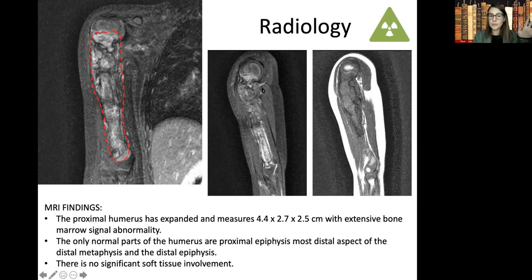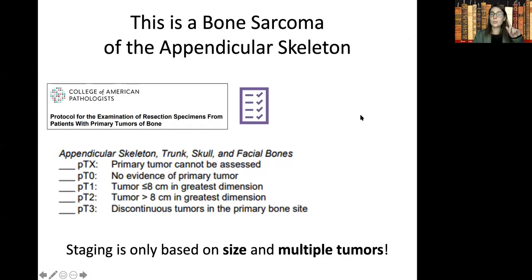You can see on these other two images, involvement of the humerus here with preservation essentially of the humeral head, and then involvement here mostly of the proximal, but also extending into the distal. Okay, so this is a primary bone sarcoma of the appendicular skeleton. For our staging parameters, this is based on size as well as discontinuity or multiple foci within the same bone. So just based on radiology, we can assume that this is probably a solitary but large lesion.